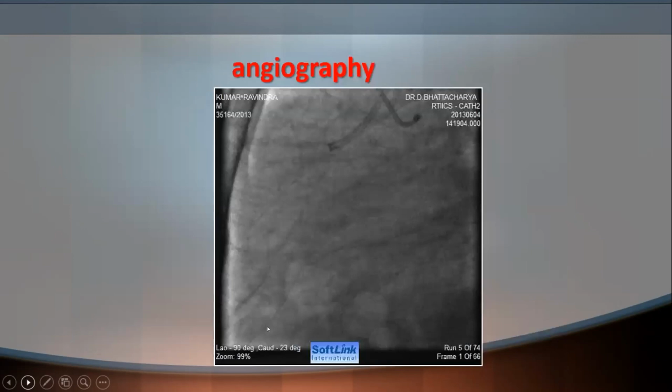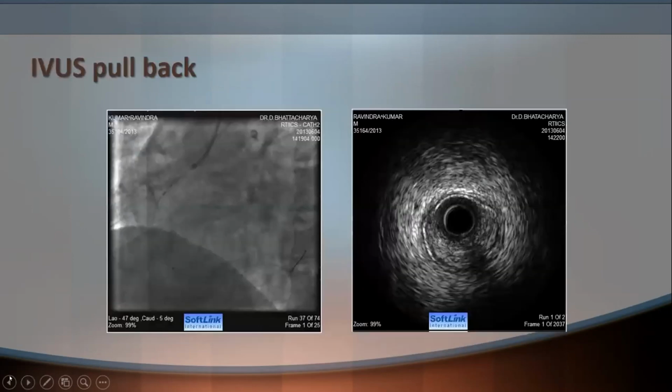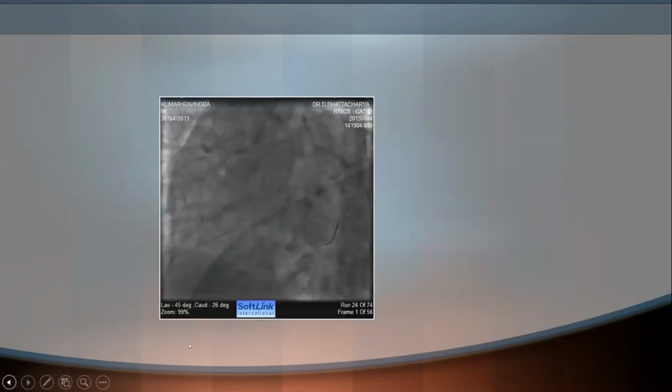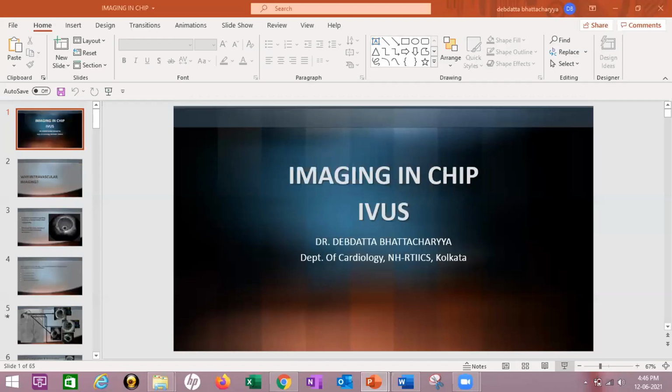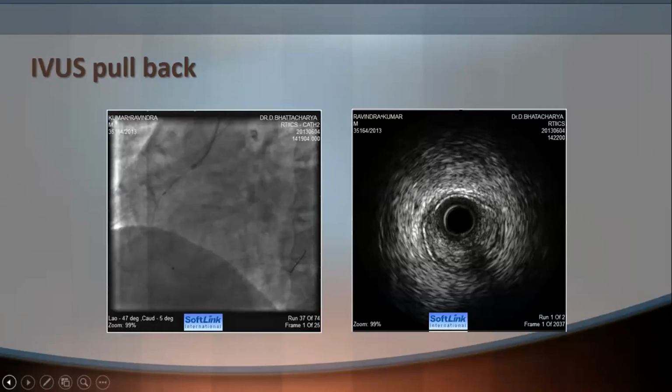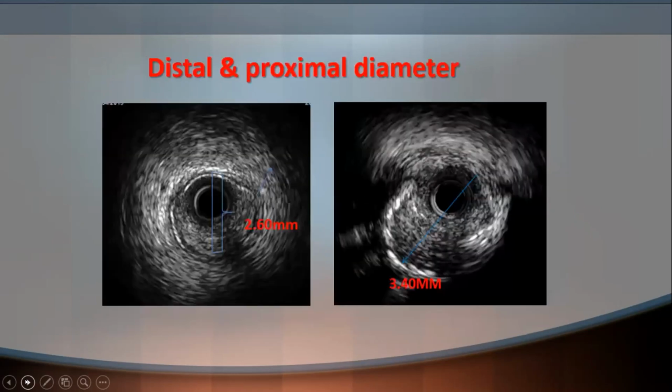So this is IVUS guided RCA CTO, and this is very instructive. So bear with me. So this is the angiogram, and what we saw in this RCA CTO was that it was a very diffusely diseased vessel. We did the IVUS and we saw that the proximal RCA, although it looked very small on angiography, was actually 3.5 plus. We chose a distal landing zone. So these were our landing zones.